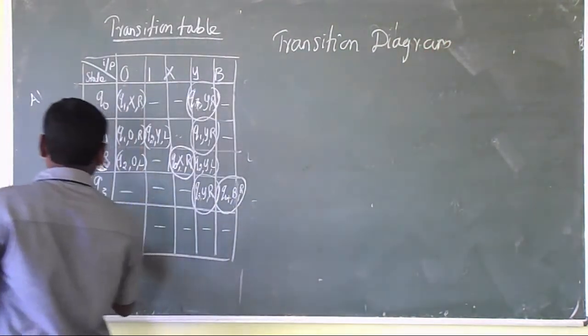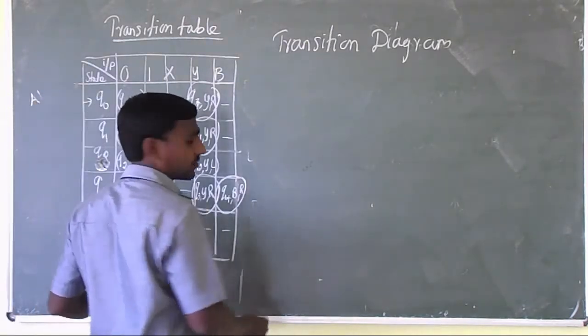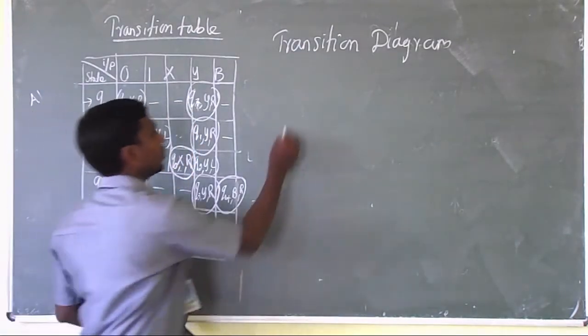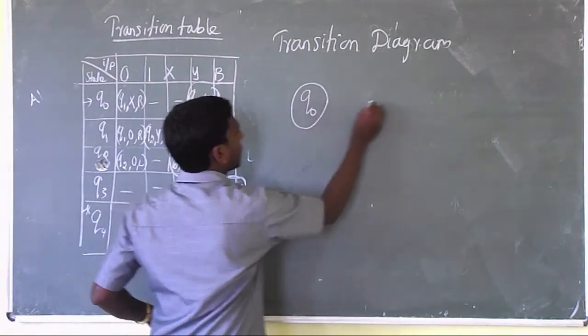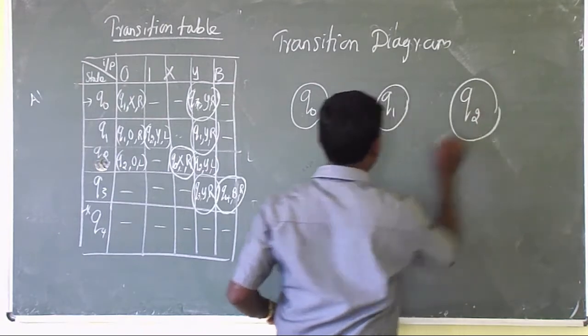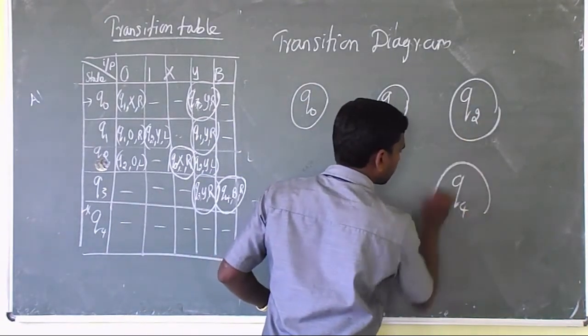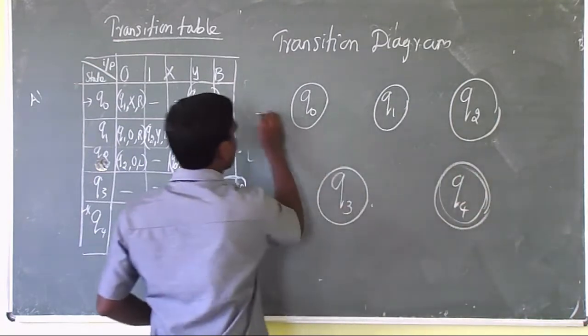Okay. This is the accepting state, this is the starting state. See, how many states do we have? 5 states. So Q0, Q1, Q2, Q3, Q4. This is the accepting state, this is the starting state.